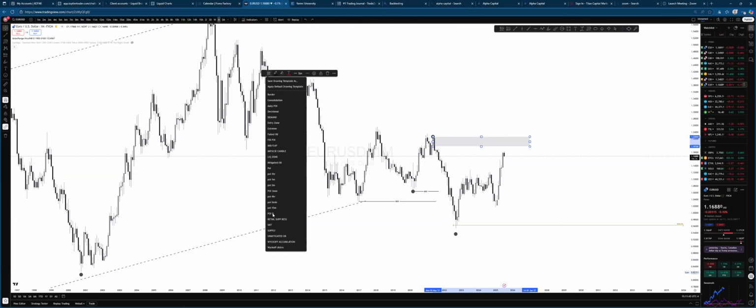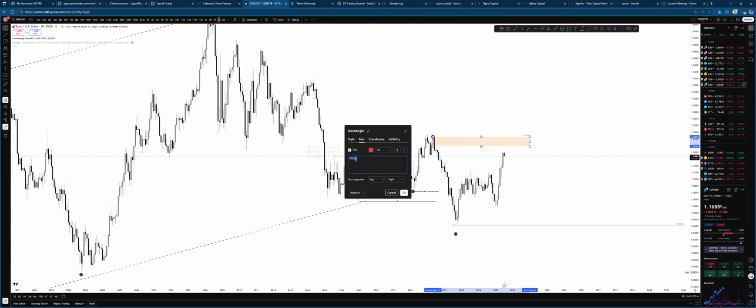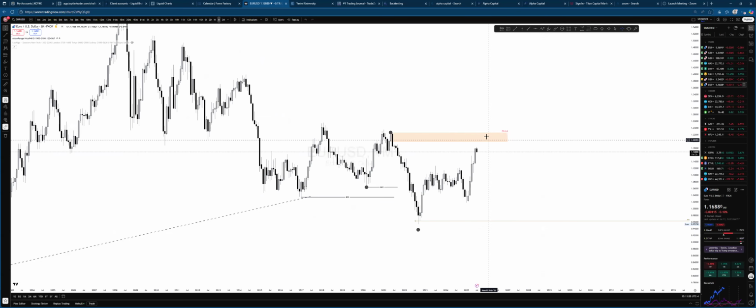Say what we're on, monthly. I'll just put daily, but it's not a daily POI, so I'll edit it and put a month. Okay, boom. So we know that price, we're looking to sell from here. But that's whenever price approaches.